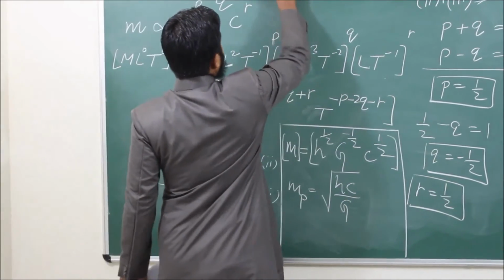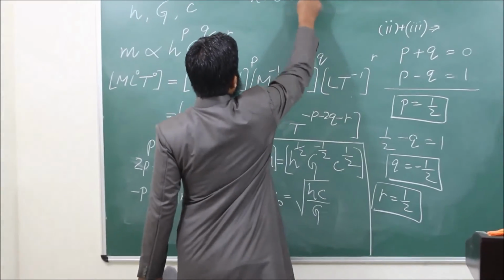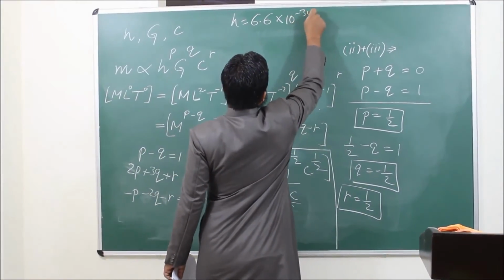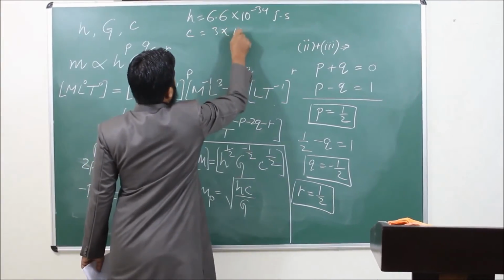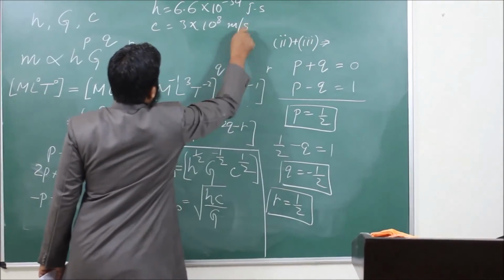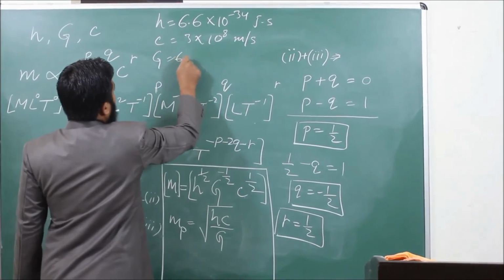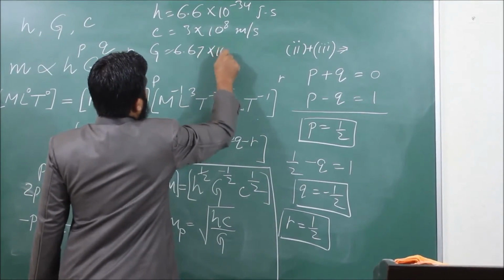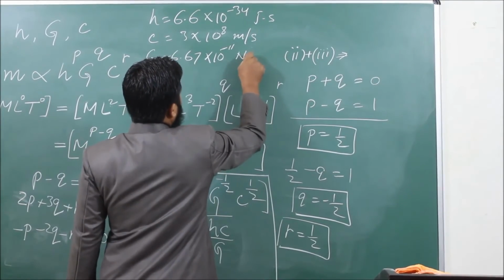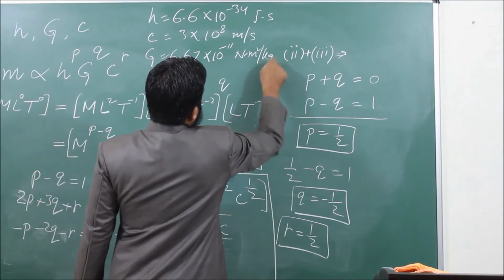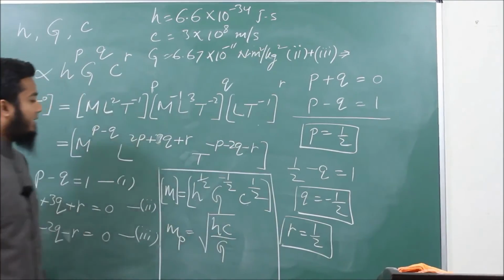Let me write the values. h is 6.6 into 10 raised to the power minus 34 joule second. c has a value 3 into 10 raised to the power 8 meter per second, and capital G has a value 6.67 into 10 raised to the power minus 11, and the unit is Newton meter square per kilogram square. We discussed it last time.